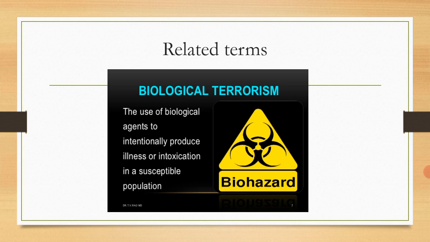On the right-hand side you are seeing a logo, that is the biohazard logo. It indicates that the place, such as laboratories or hospitals, has harmful pathogens or harmful biological agents present which can cause hazard. So this logo should be present there to indicate that this place is not safe, that some biological pathogens are present.